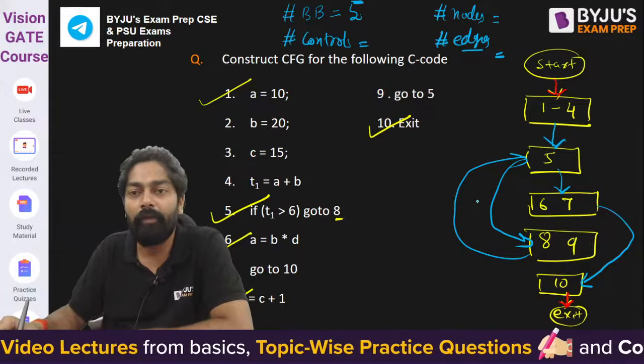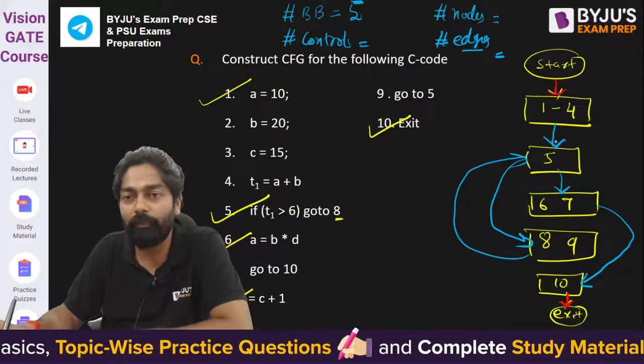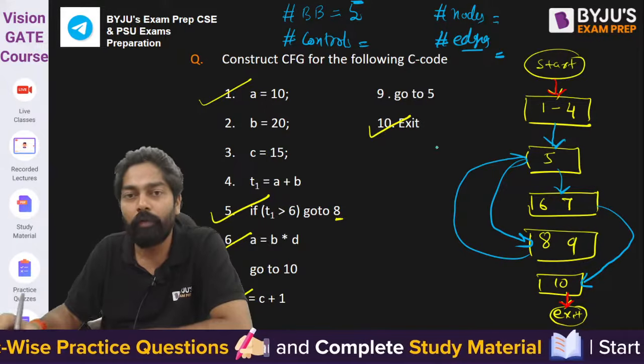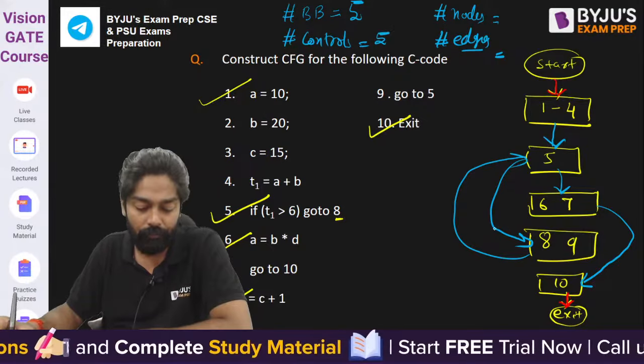Now the number of controls. The number of controls means these edges only. Basic block edges means the blue lines: 1, 2, 3, 4, 5. So this is also 5.